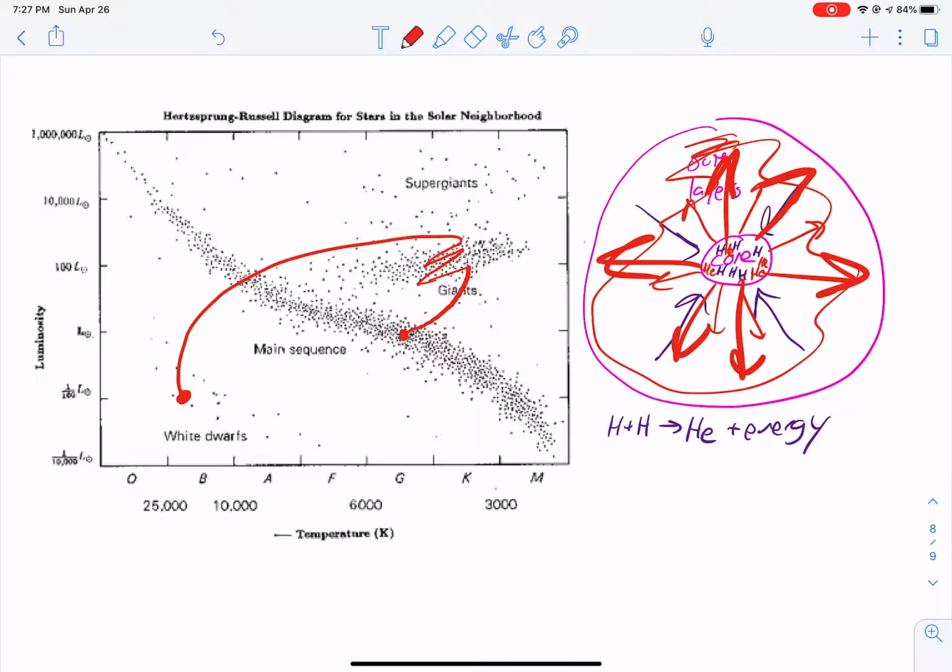This is the path for our sun. And that's because the sun is not that big of a star. It is, by definition, one solar mass. And for anything that's, let's say, less than 8 solar masses, this is going to be your path. The final product is going to be a white dwarf. And that's basically all that's going to occur. Those are the sort of boring ones.